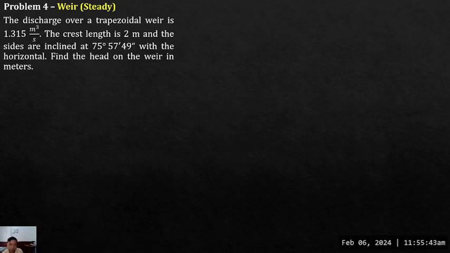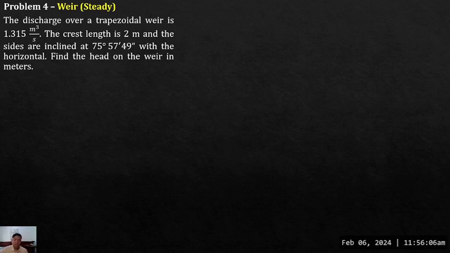Sige, so let's move on to problem number 4. So let's have a trapezoidal weir. So the discharge over a trapezoidal weir is 1.315 cubic meter per second. Then binigyan tayo ng crest length, which is 2 meters, and the sides are inclined at 75 degrees, 57 minutes, 4.9 seconds. Find the head on the weir in meters.